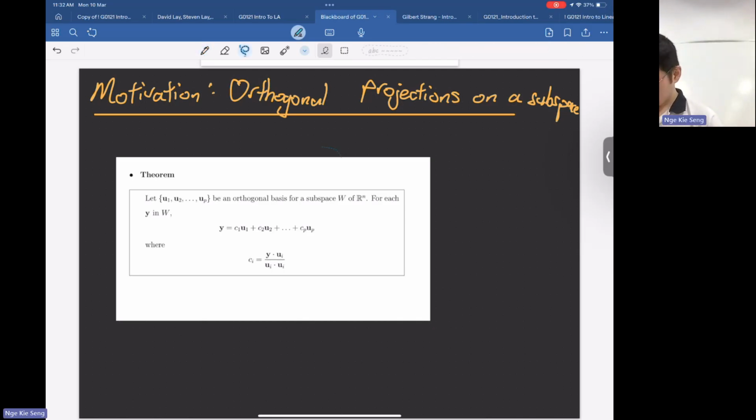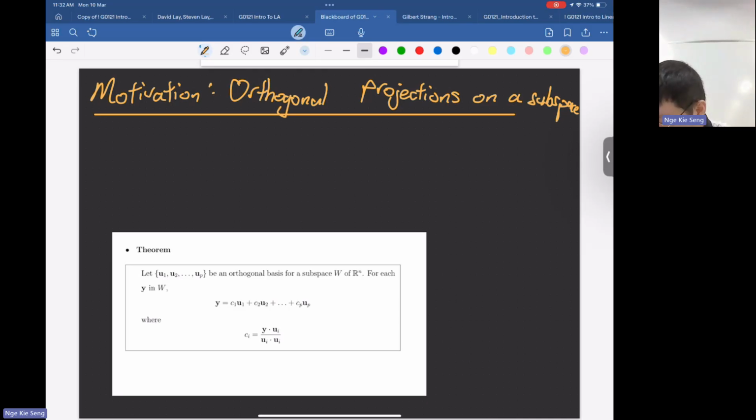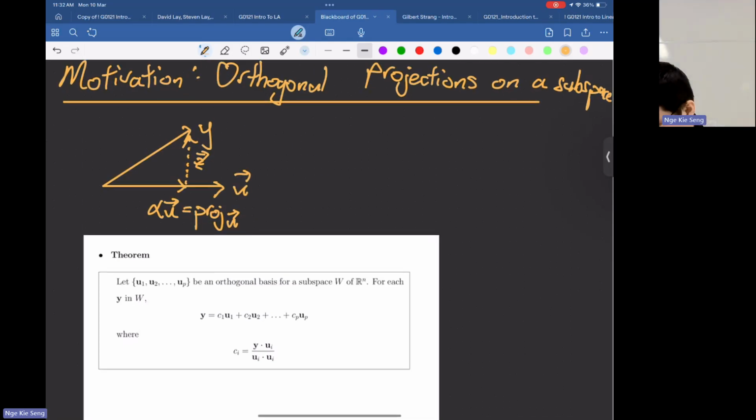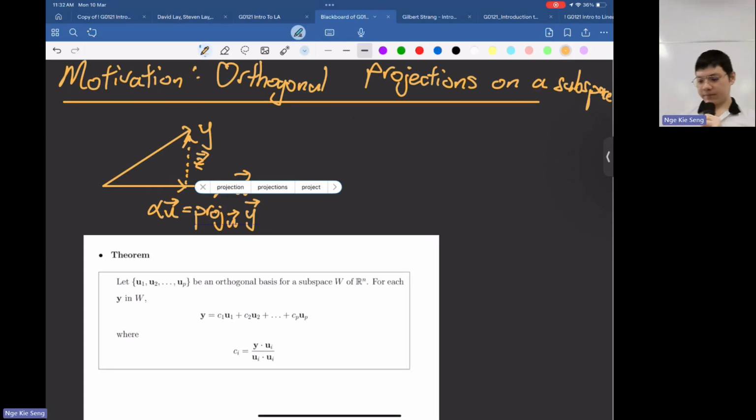Previously what we had was, let me draw it here. We have y, and then we project it onto u. We do this projection here, and we call this z. And then we call the other part, a scalar multiple of u, the projection onto u of y at that time.